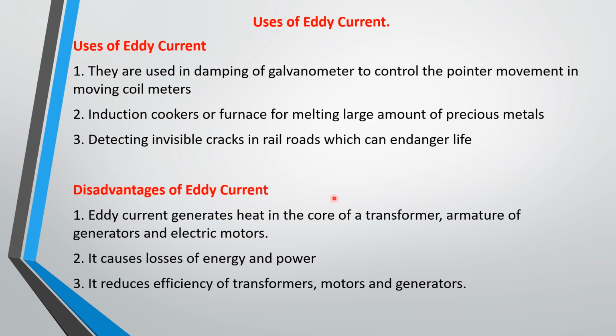Then disadvantages of eddy current. Eddy current generates heat in the core of a transformer, armature of generators and electric motors. Okay, it causes loss of energy and power. It reduces the efficiency of transformers, motors, and generators. Alright, so these are some of the uses and the disadvantages of eddy current.